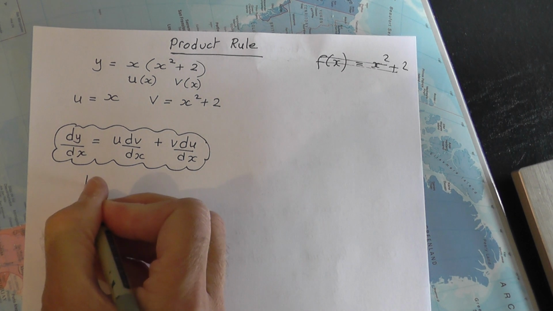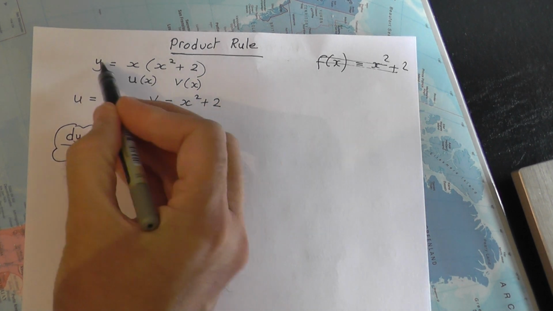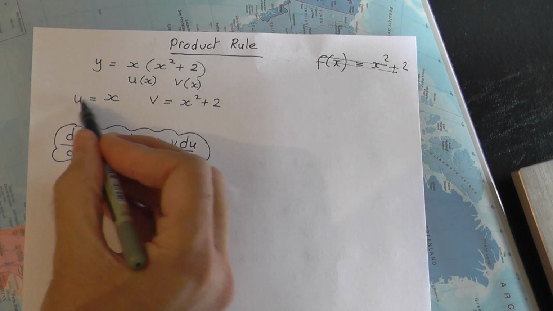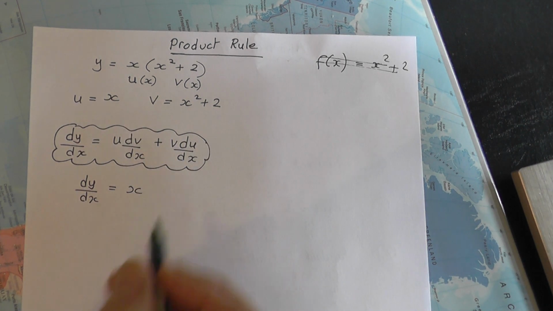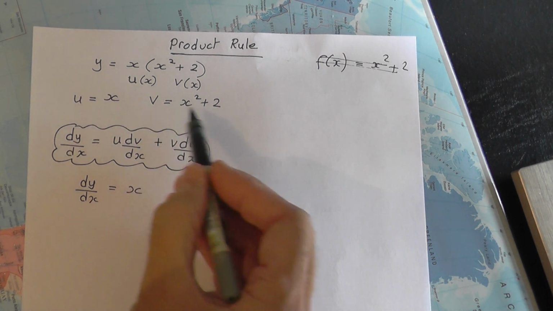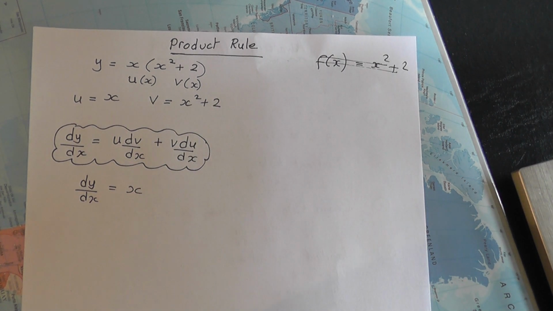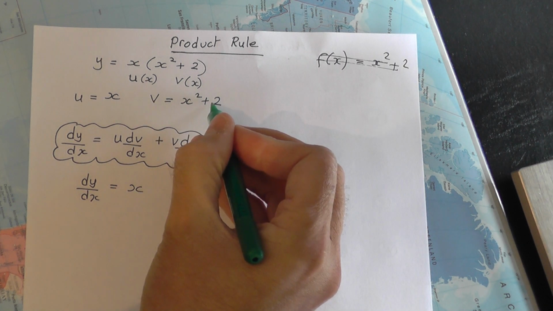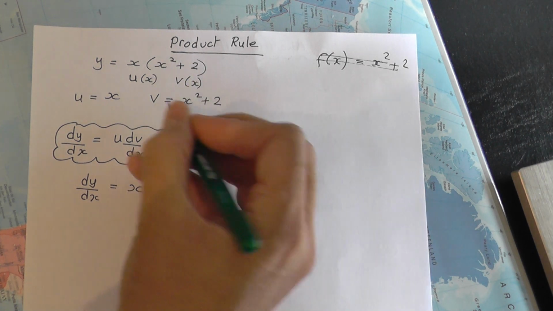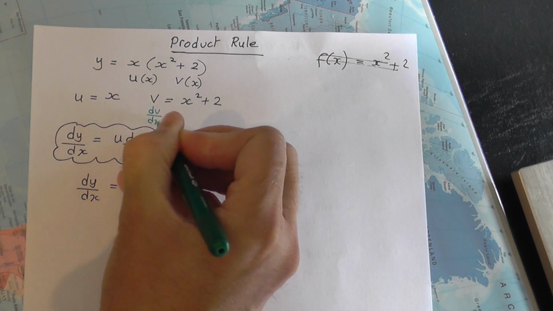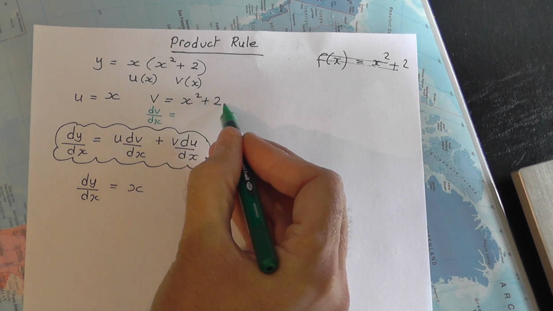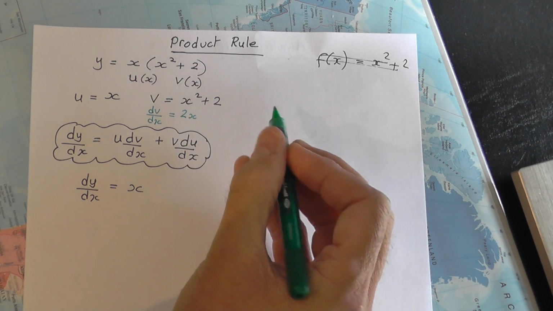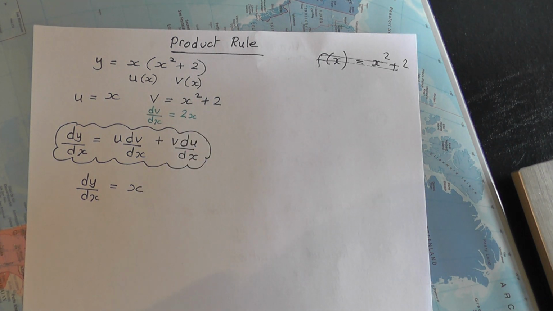So let's work out dy by dx, the gradient function of this starting function. We apply this formula. Well, you know what u is: u is equal to x. dv by dx, well, we don't know what dv by dx is, so I'm going to go back up here. I'll do this in green to make it stand out. We know that v was x squared plus 2, the second function multiplied together. So we can now work out dv by dx: you just differentiate this with respect to x. So x squared becomes 2x, and the number 2 becomes 0. So dv by dx is 2x.